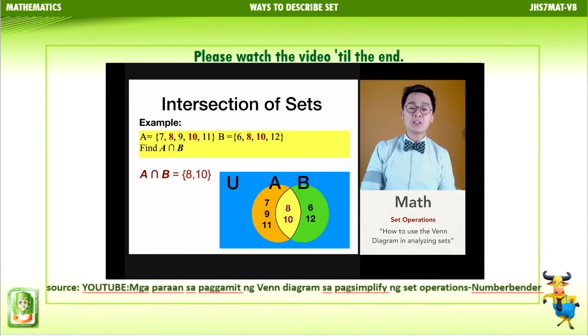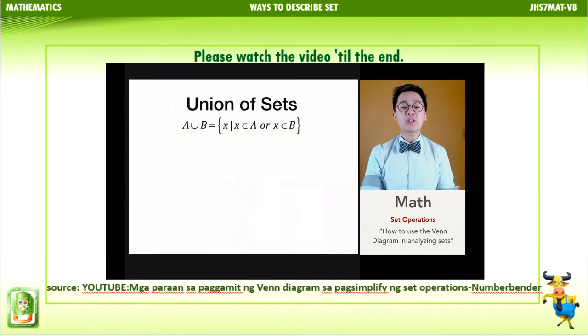Kung meron tayong intersection of sets, meron din tayong tinatawag na union of sets. Yun yung symbol na parang letter U. So, ito yung union sets na tinatawag or yung sinasabing OR operation. So, kung meron tayong A union B, ibig sabihin nun yung X na nasa element ng A at B such that yung X ay element ng A or yung X ay element din ng B.